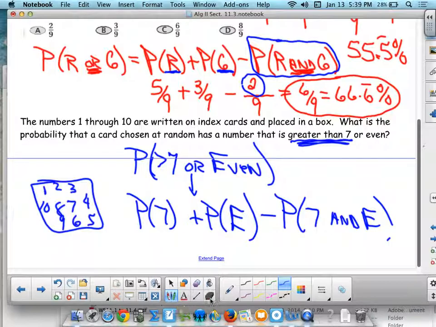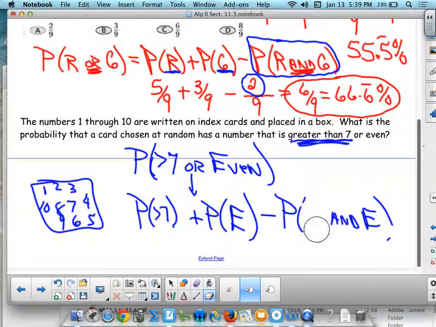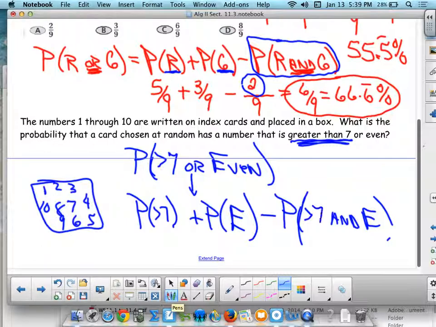Okay, it's greater than 7 or even. Okay, now we got it. Oh, no, I don't. One more time. Greater than 7 and even. Okay, here we go.